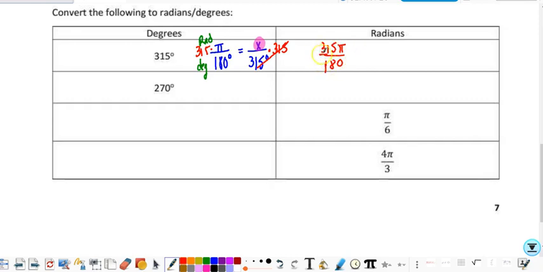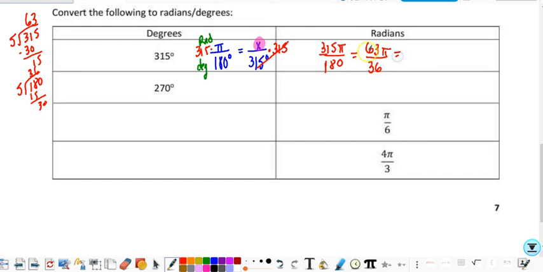We have to reduce that. 315 and 180, they both end in a 5 and 0, so those divide by 5. So let's see. If I reduce by 5, 5 goes into 31 6 times. 5 goes into 15 3, so that's 63 pi. And then 5 goes into 180. Oops. 5 goes into 18 3 times. 5 goes into 5, 5 goes into 36, so that's 63 over 36.